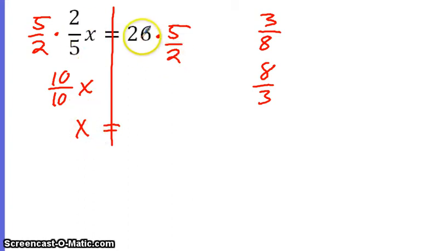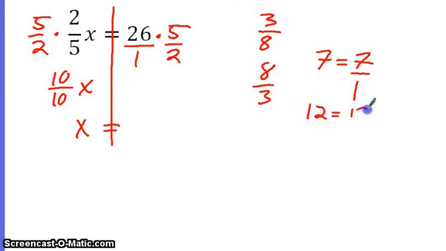Now this other side, I'm doing 26 times 5 over 2. You might be a little confused because 26 isn't a fraction right now. But I can take any whole number and make it a fraction by just putting it over 1. So if I had 7 and I wanted it to be a fraction, that's 7 over 1. If I wanted 12 to be a fraction, it would be 12 over 1. So I'm doing the same thing here.